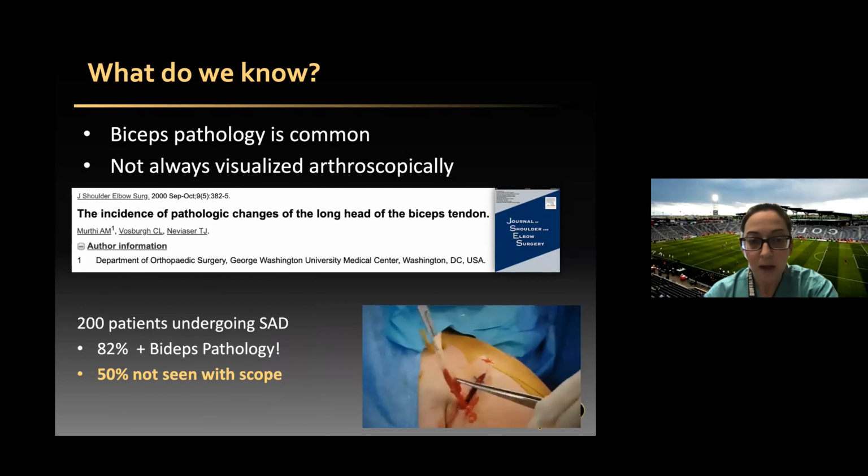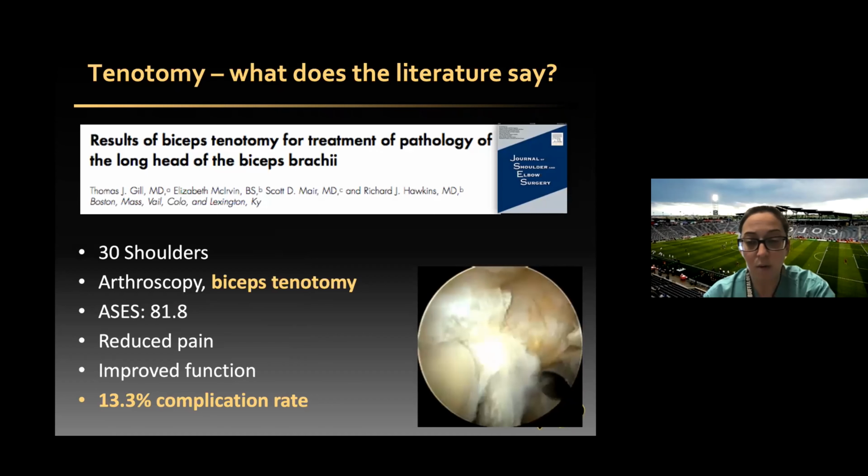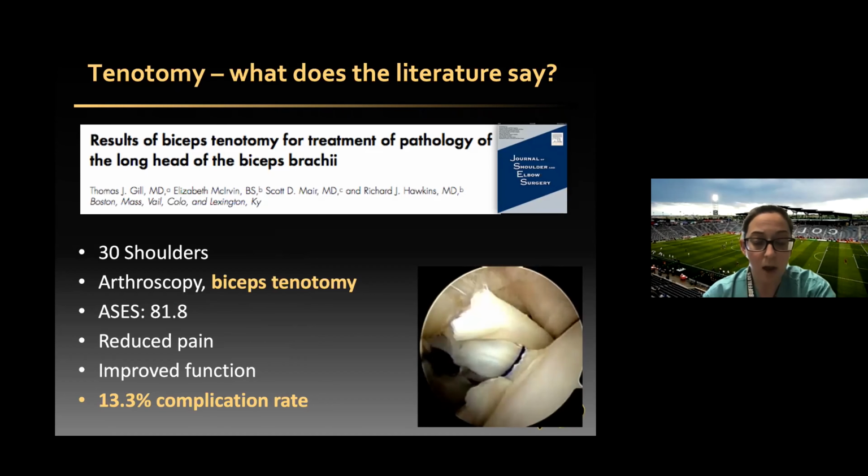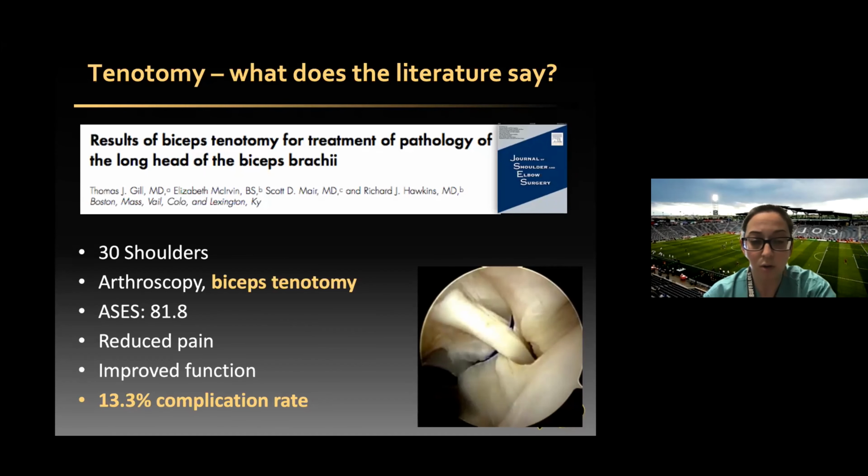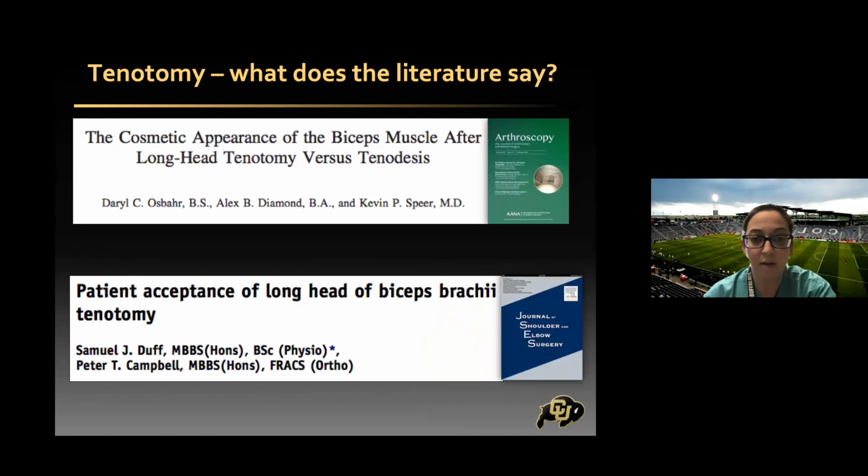The literature would suggest that tenotomy is safe and effective, but there is a relatively high complication rate. This paper shows a 13.3% complication rate in 30 shoulders. That is not insignificant for a procedure that should be, quote unquote, very simple and easy. So while not all these complications are major, they're still there. And so that's something we do have to disclose to the patients. And that's higher, I think, than many of us think.